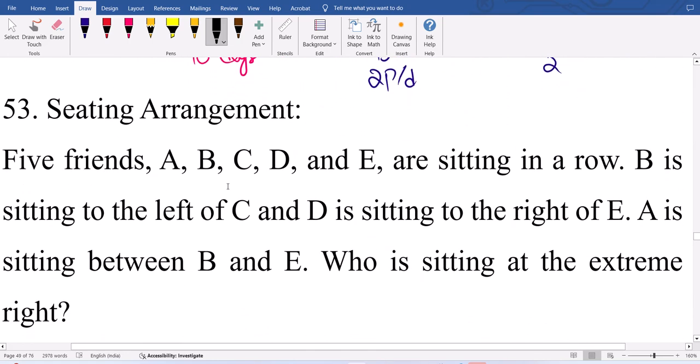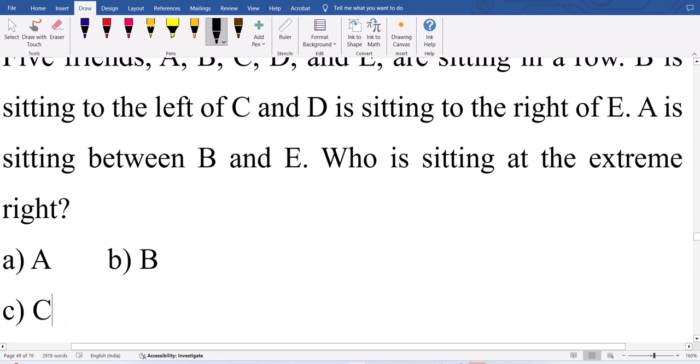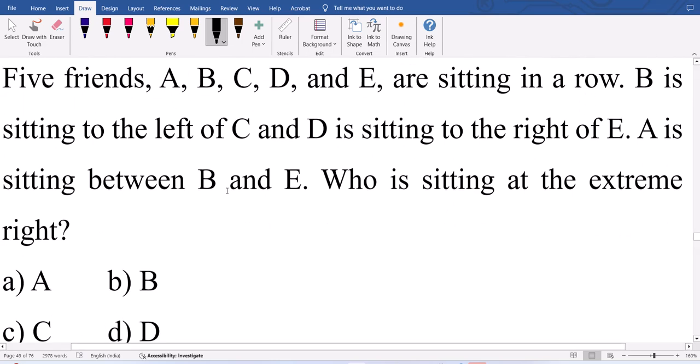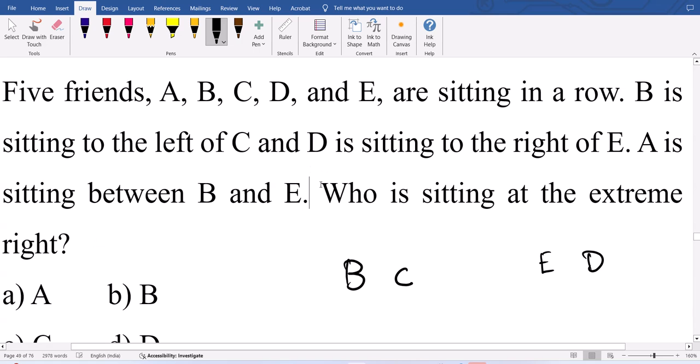Now let's see the next question, seating arrangements, 5 people. 5 friends: B is to the left of C, D is to the right of E. A is sitting between B and E. Who is sitting at the extreme end? A is sitting between B and E. B is to the left of C. D is sitting to the right of... Yeah, but this should be B and D. You mentioned A is sitting.